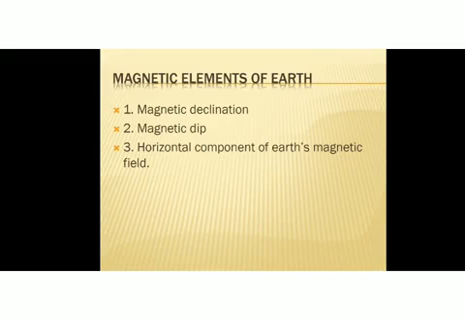Magnetic elements of Earth. A set of three quantities describe the magnitude and direction of Earth's magnetic field. And these are the three quantities: magnetic declination, magnetic dip, horizontal component of Earth's magnetic field. So first, let's discuss magnetic declination.